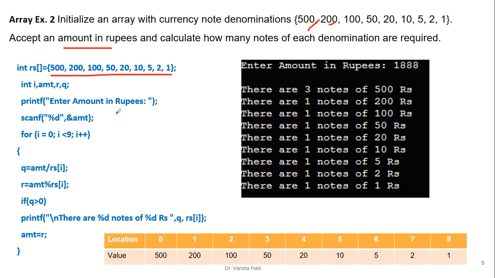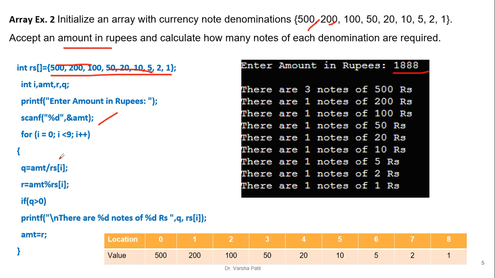Then we are accepting the amount. Now we require to check the amount of money from 500 to 1. So for I equal to 0, I is less than 9, I plus plus. Total 9 values are there, and they are stored from location 0 to 8. So that's why I equal to 0, I is less than 9, I plus plus. Now amount is taken as 188.